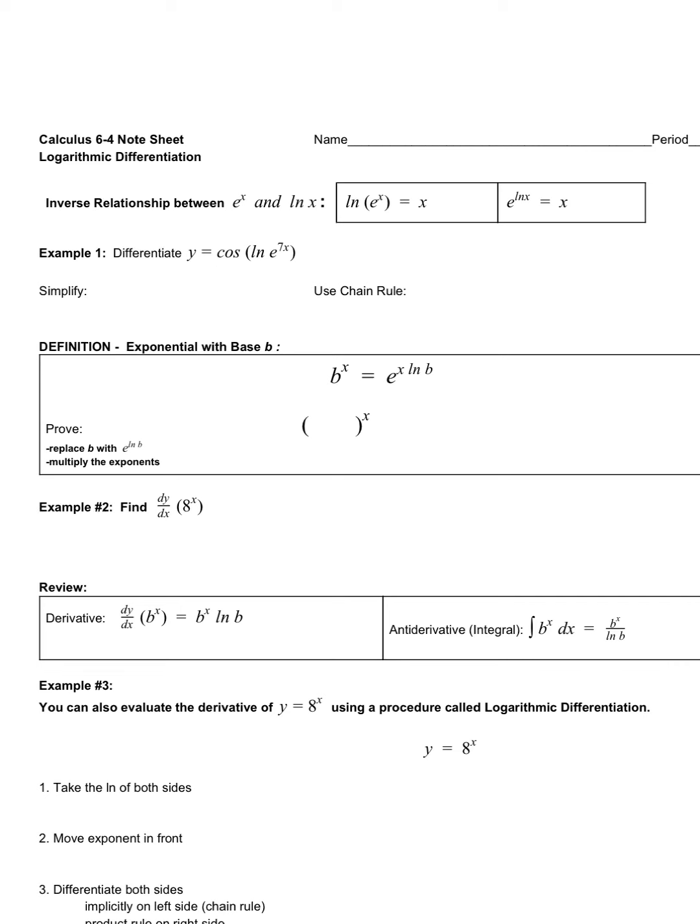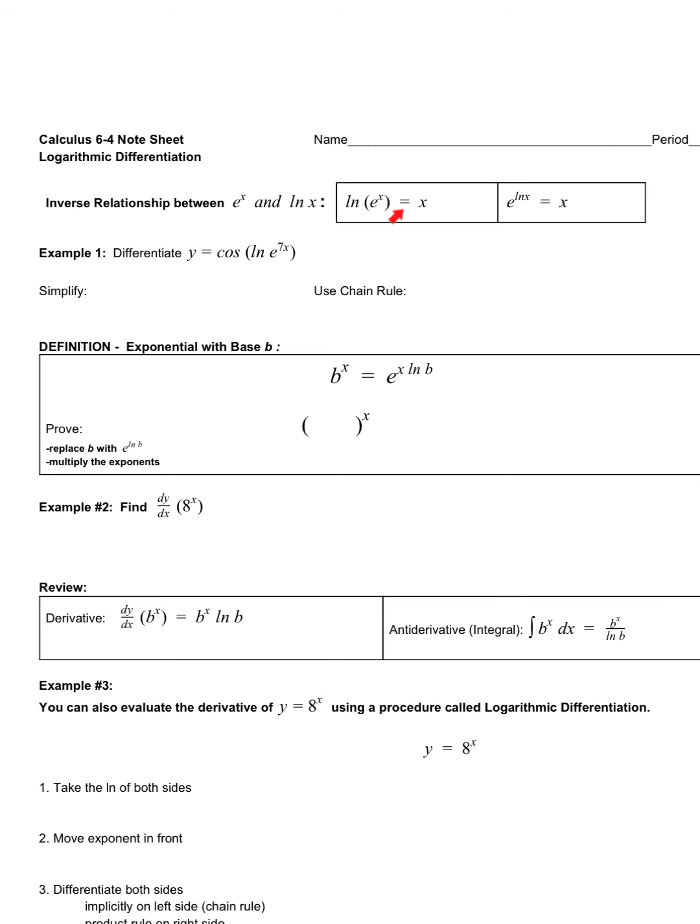Hello, calculus. Logarithmic differentiation. Let's get started. The first thing that we have to remember is the relationship between e to the x and ln x. They are inverses of each other. They undo each other. When they're right next to each other, they cancel each other out.